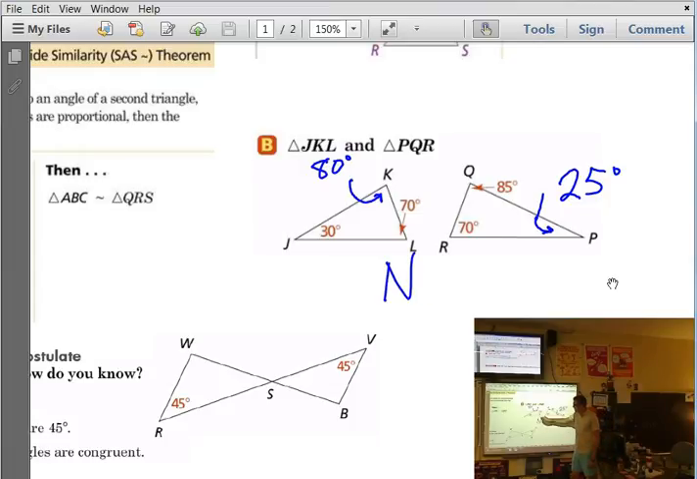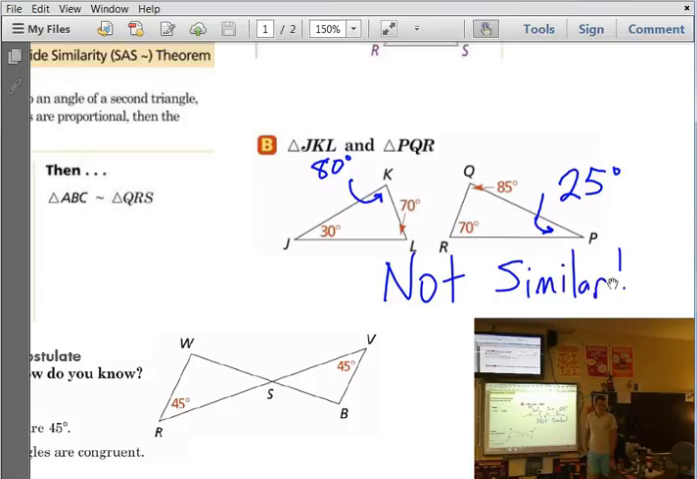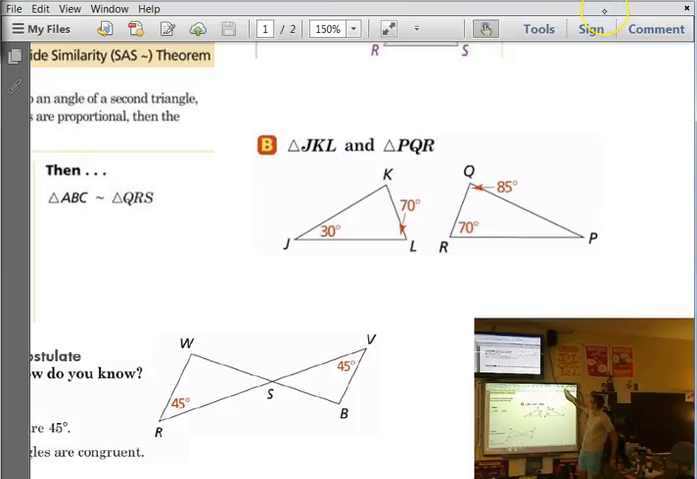Not all the angles are the same. So we are not similar here based off the fact that my angles are not the same. I have one angle that's the same, but I do not have two of them. Questions? So now try the one down there, Carmen.